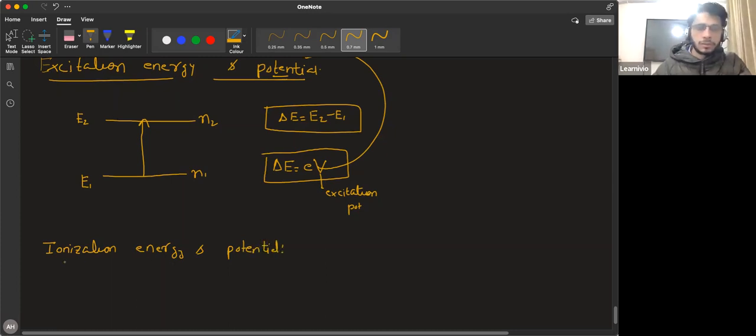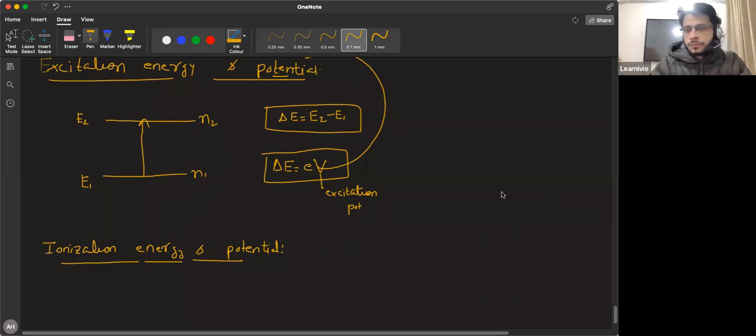Arpit. I think Arpit and Anshika are not in this. Arpit, what does ionization mean? Anshika, what does ionization mean? Sakina Abbas, what does ionization mean, sir?